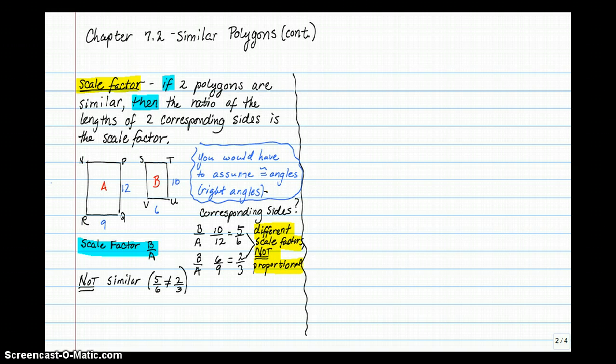Those scale factors are different. Therefore, it is not proportional. Since it is not proportional, they are not similar. I cannot write a similarity statement. There is no scale factor because 5/6 is not equal to 2/3.